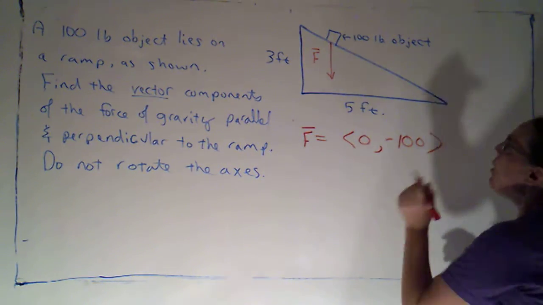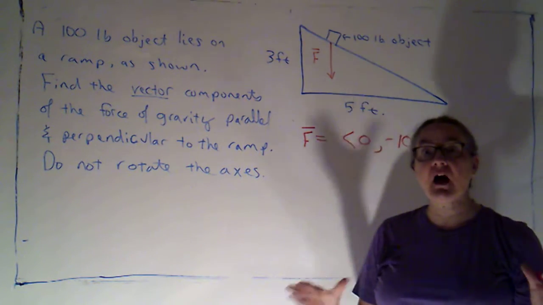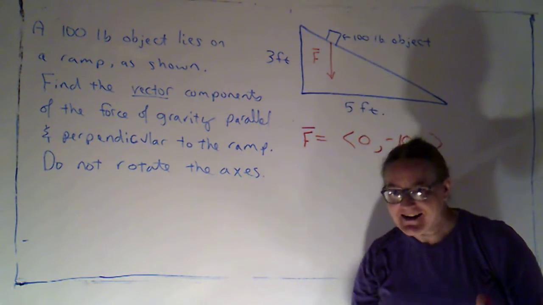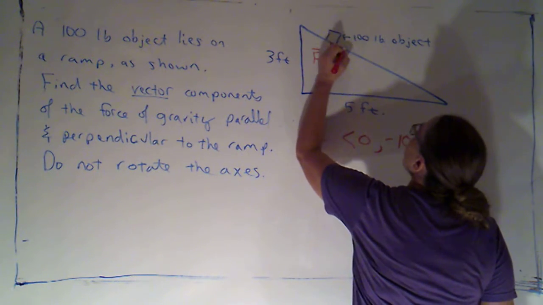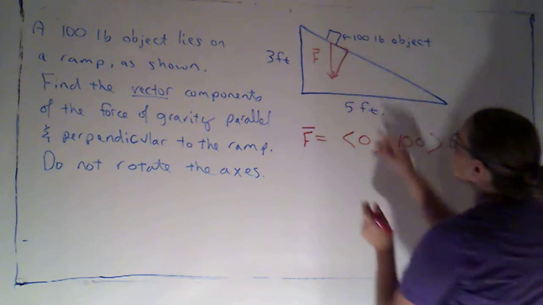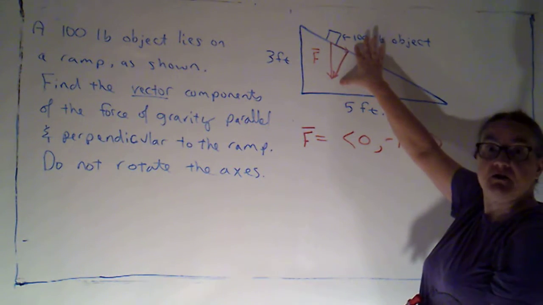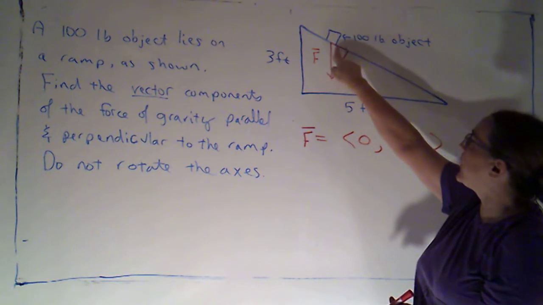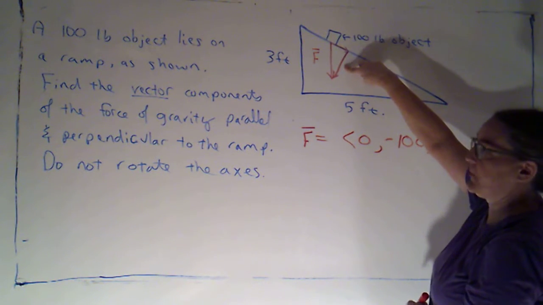All right, what we're asked to do is basically break that force up so that rather than just writing it as pointing straight down, I want to write it as a sum of vectors parallel to the ramp and perpendicular to the ramp. So that essentially the force vector that I have becomes the hypotenuse of this right triangle, where one of the legs is parallel to the ramp and the other leg is perpendicular to the ramp.